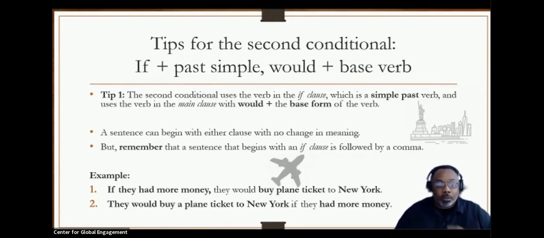Let's look at some examples. If they had more money, they would buy a plane ticket to New York. But because it started with an if clause, there's a comma. So let's switch it. Let's put the other clause in front, the would clause, I guess we'd call it. They would buy a ticket to New York if they had more money. Now, they mean exactly the same thing, but what's important is if you start the sentence with the if clause, you have to add that comma, okay? Just remember that. Commas are important, especially for grammar, okay?